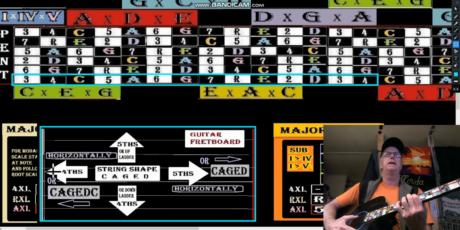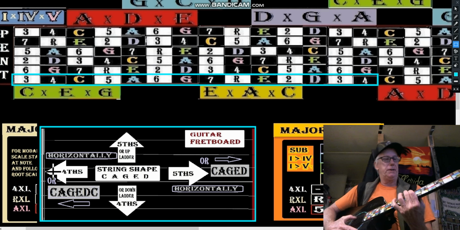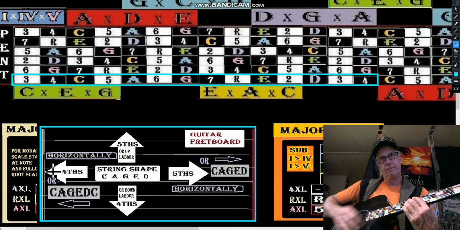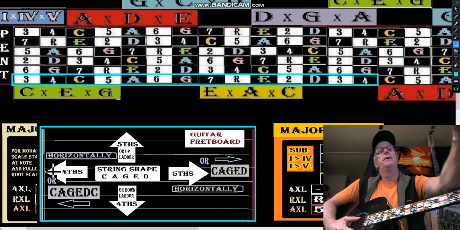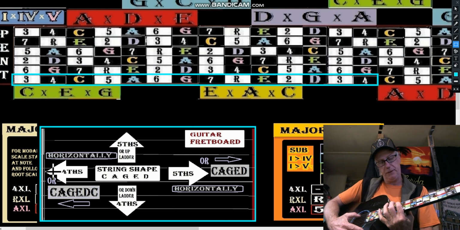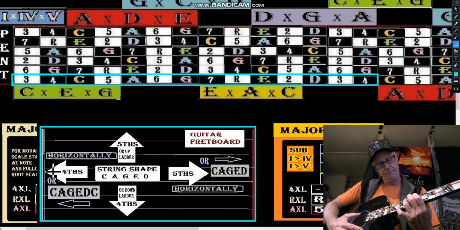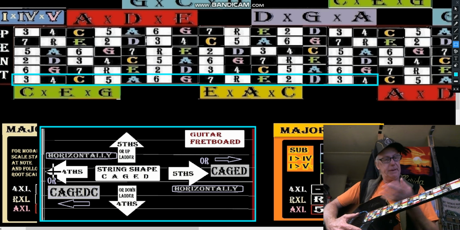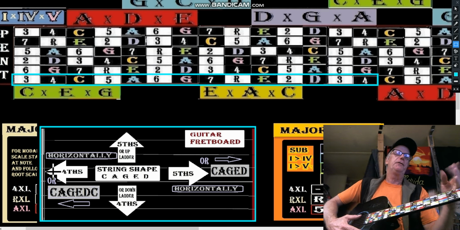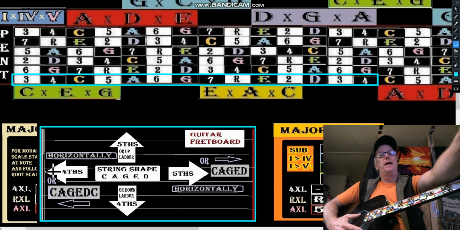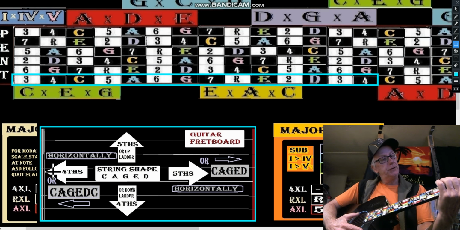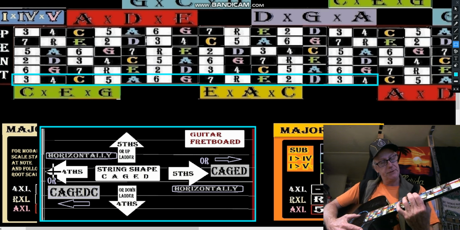So if we just start on the A string shape, here's the A string shape. Here's your A chord. If we want to go in string shape fifths, the fifth of A is E shape, so that'll be 7 root 2. And if we want to go to the left, we have to go to the fourth of the A. That's the G string shape, which is 2, 3, 4. I have it down here.